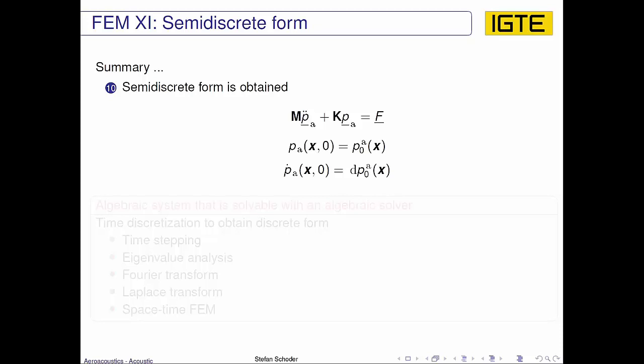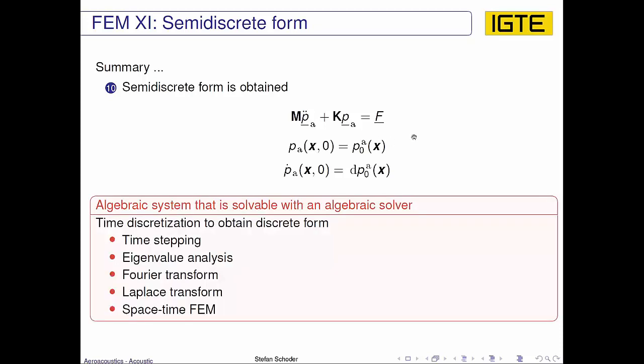And now we have this semi-discrete form, which is a number of ordinary differential equations which we would like to solve, but typically we need an algebraic system that is solvable with an algebraic solver in order to obtain the acoustic pressure itself, and therefore we need some time discretization to obtain the full discrete algebraic system, and the time could be discretized in the following ways.